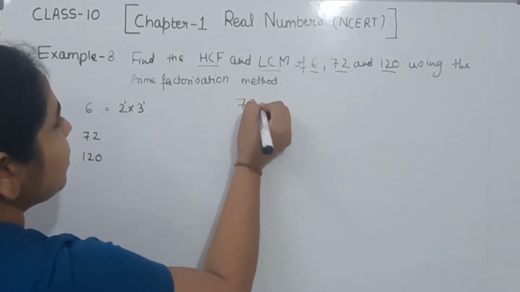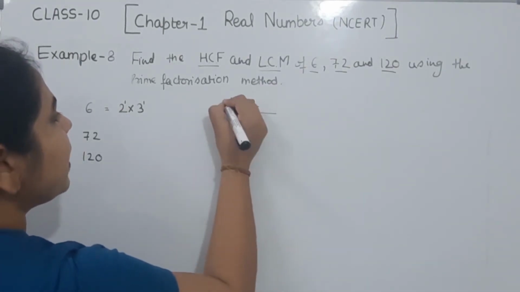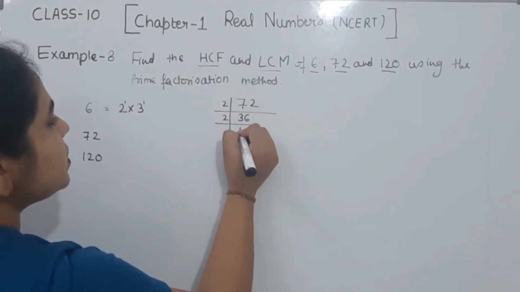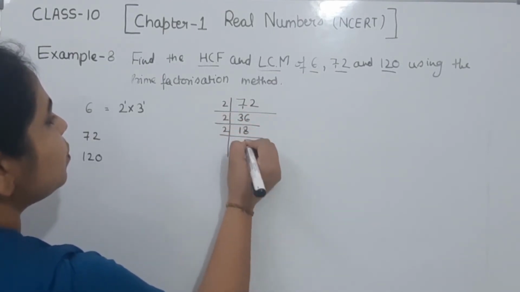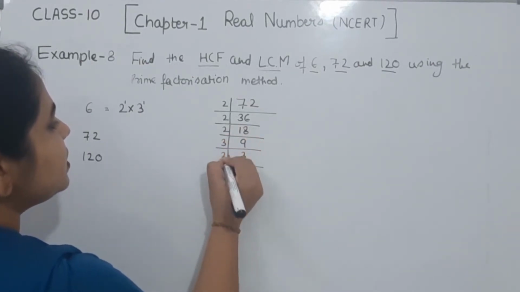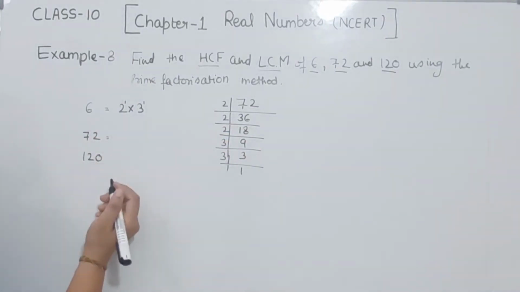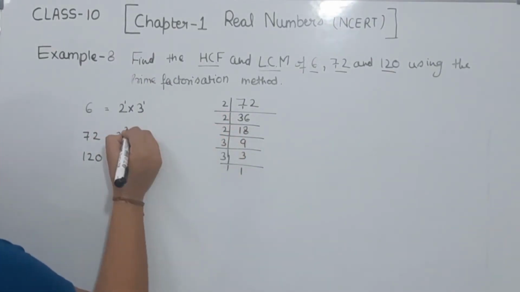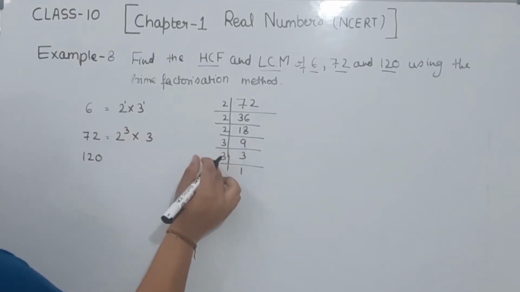Now we have to find the prime factors of 72. So we're going to find this one. 2 3s are 6, remainder 1, 2 6s are 12. 2 1s are 2, 2 8s are 16. 2 9s are 18, 3 3s are 9 and 3 1s are 3. Now I'm going to write the factors of 72. We are having 2 to the power 3 and 3 to the power 2.